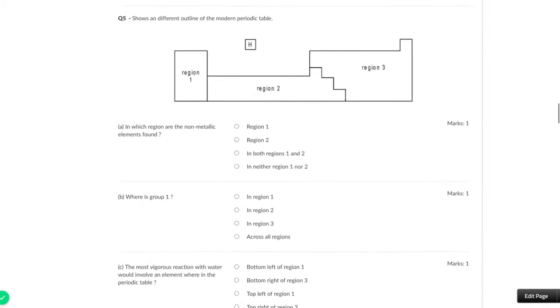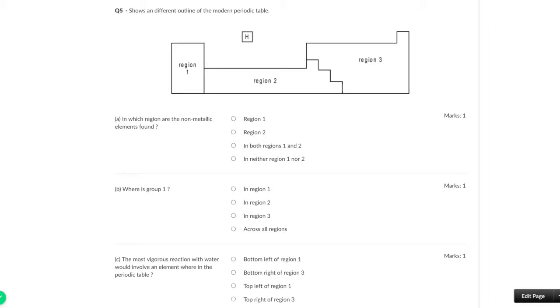Then we go to a more generic periodic table, without the specificity of certain elements, but asking you about what regions of space and properties of various things we'll have within the periodic table. The first question is asking us in which region the non-metallic elements, or the non-metals, are found. The non-metals are found towards the right hand side, which is region 3 over here. So to answer the question, we've got region 1, region 2, both regions 1 and 2, and neither region 1 nor 2. So a bit of English really, to try and reverse the question. But region 3 is where the non-metal elements are found.